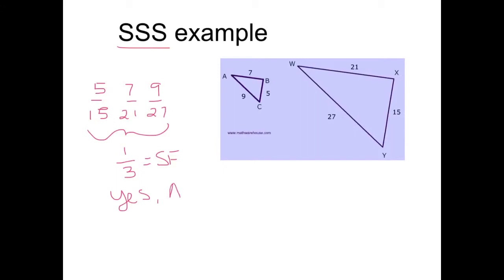So I can write that out. Triangle ABC is similar. Be careful you're using the similar symbol, not the congruent one. ABC, I want to go in the same order. W, X, Y.